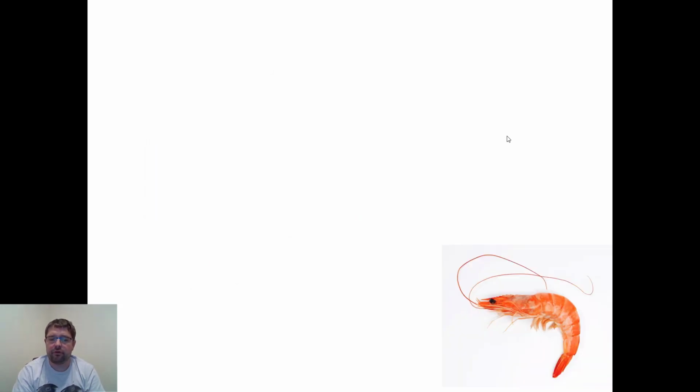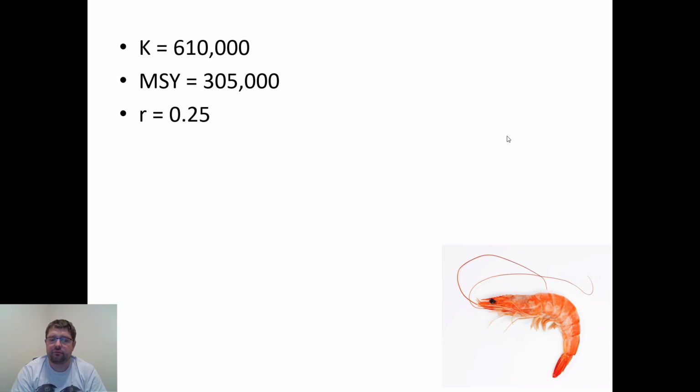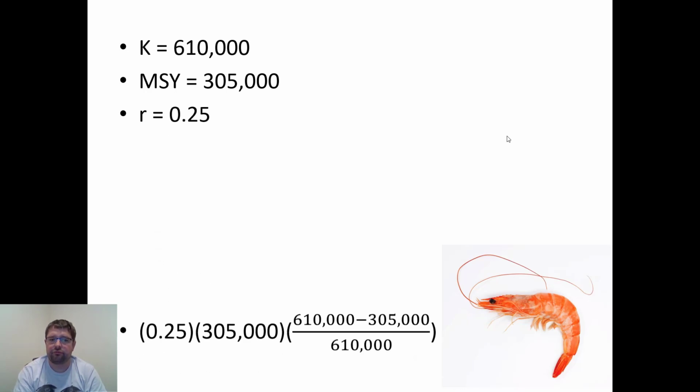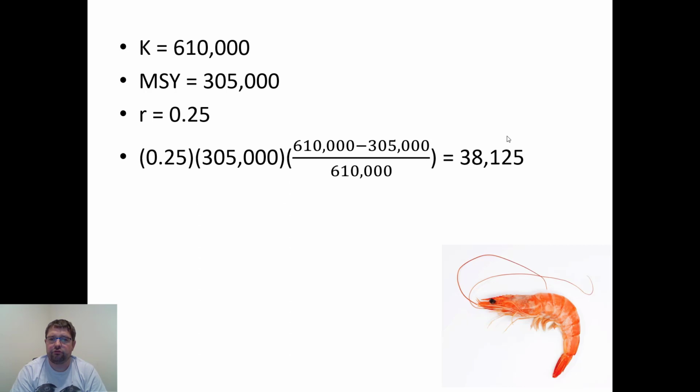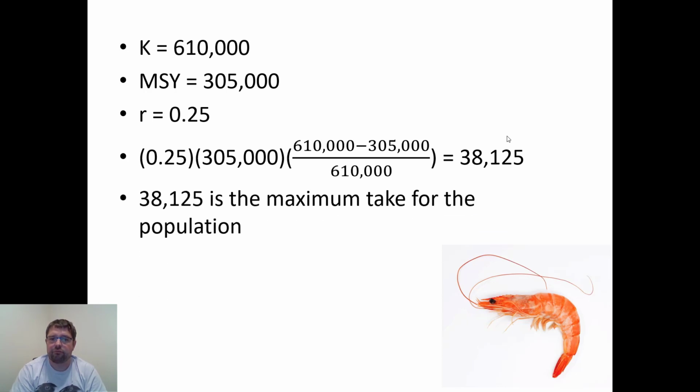Okay, so if we jump over to that shrimp example that you worked with, that homework example, the carrying capacity was 610,000. Maximum sustainable yield is half of that. The rate of growth was 0.25. So you should have got somewhere around 38,125 as the maximum sustainable yield, or the maximum take for the population.